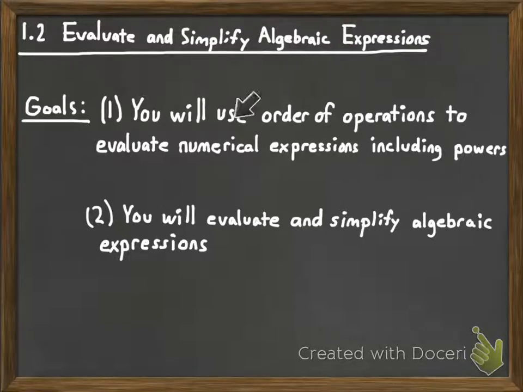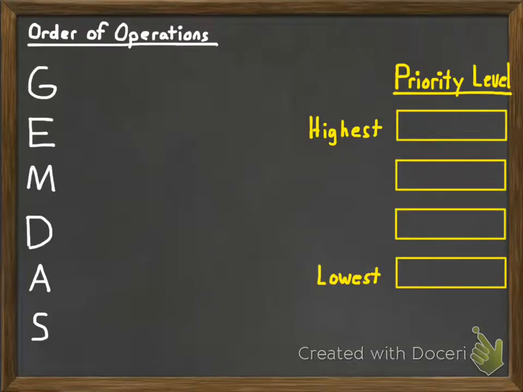And there is a difference between expressions that are numerical and expressions that are algebraic. No variables, variables. Pretty simple difference. Alright, so let's get right to it. And let's start with the order of operations.